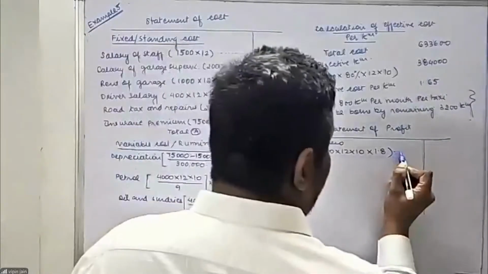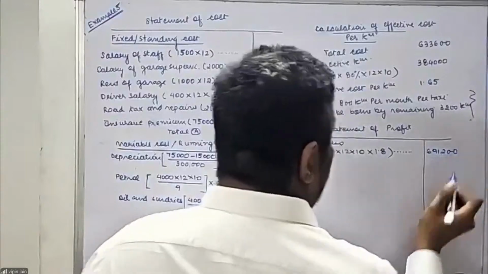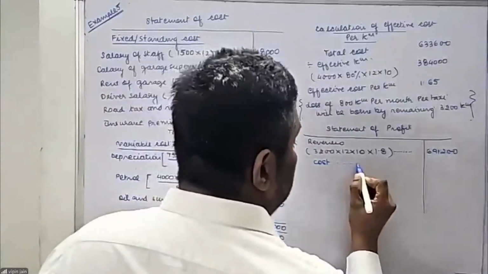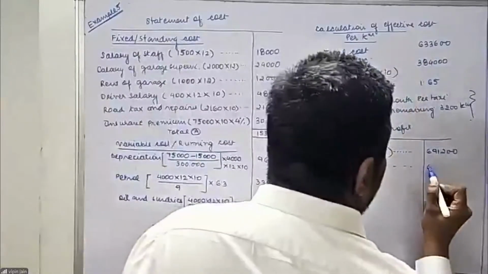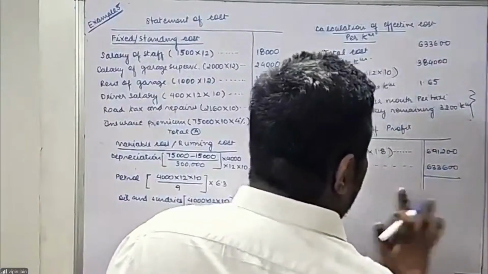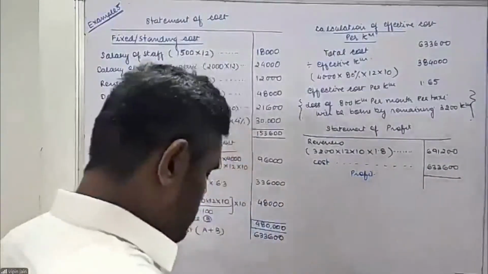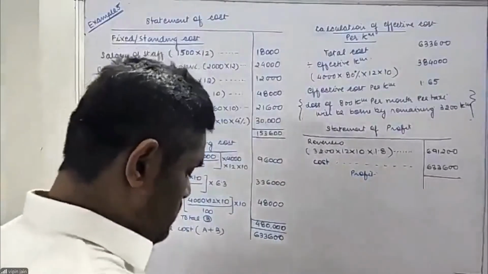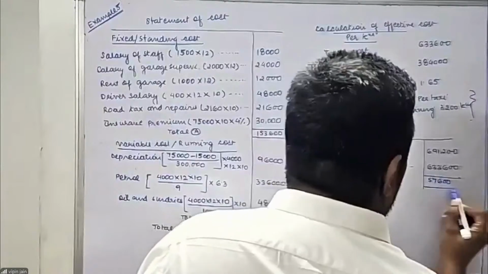So in short, we are getting 6,91,200 as revenue. And my cost, we have already calculated, that is 6,33,600. So when talking about the profit in the first year of operation, it is 57,600.